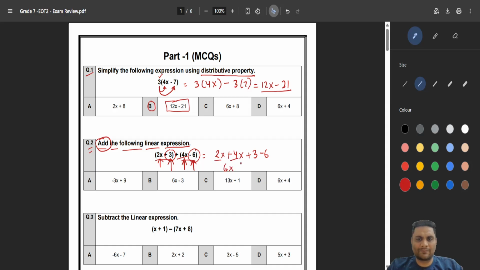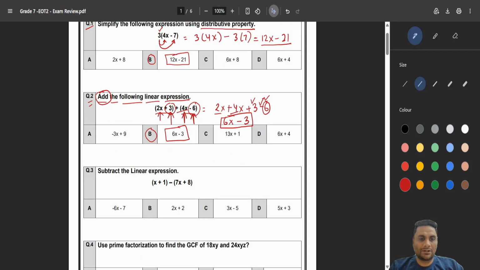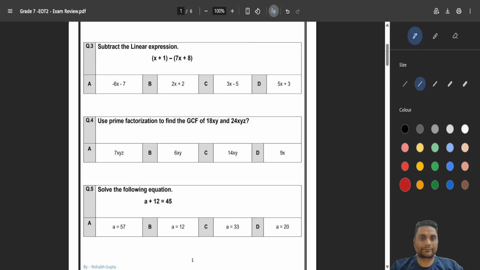So 6x here. Here, check both the numbers. They have different signs here, correct? Different sign means minus. We have to subtract the numbers. 6 minus 3 is 3. We take the sign of the bigger number. Here 6 is bigger. It has minus. So the answer will also take minus. So my answer will be 6x minus 3. Option number B, as you can see here. Okay. Now question number 3.